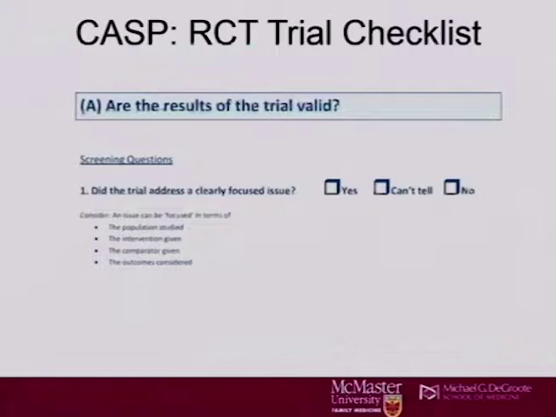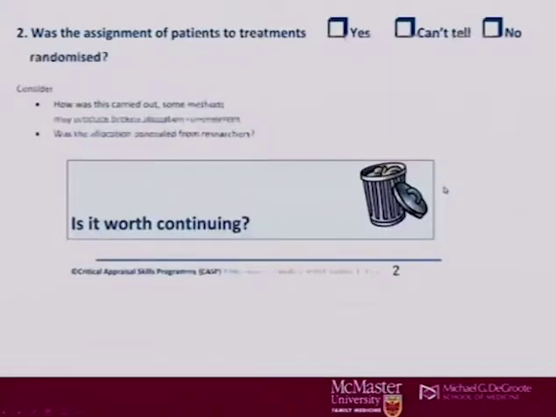Did the trial address a clearly focused issue? It gives you some pointers about how to think about this question in terms of population, intervention, comparator. You check the box and you proceed. There's another screening question: was the assignment of patients to treatments randomized? You can consider methodology of randomization in terms of concealment. And at this point, you pause and you say, well, yes, this particular piece satisfies these criteria, and I can continue or not.